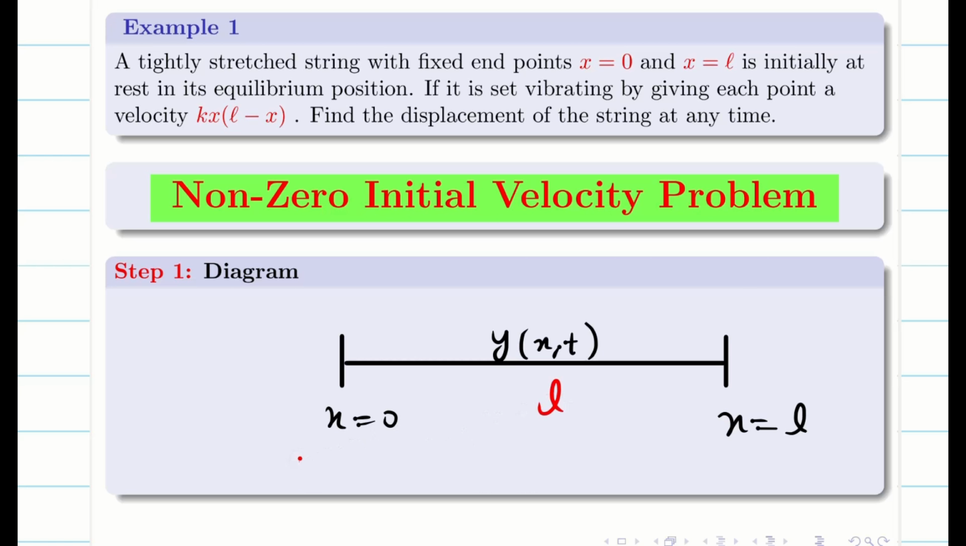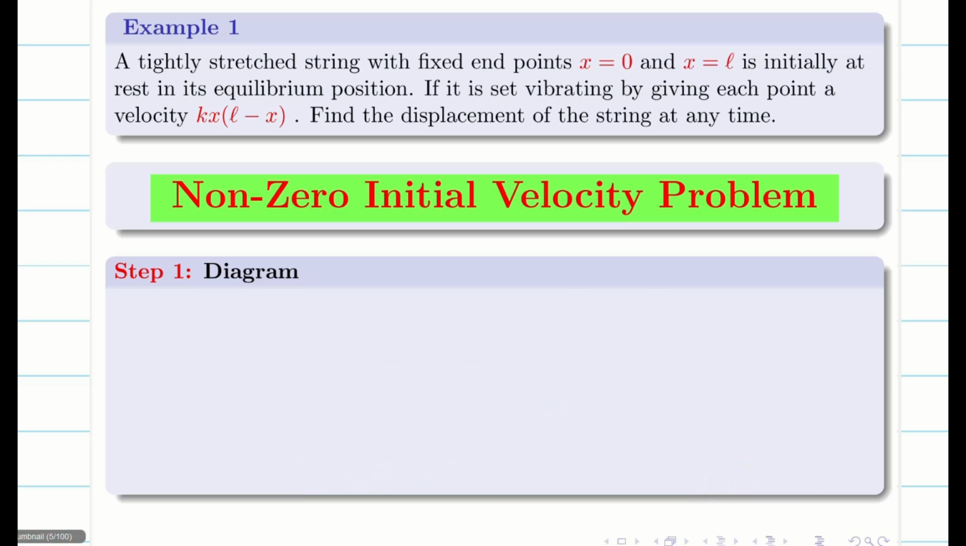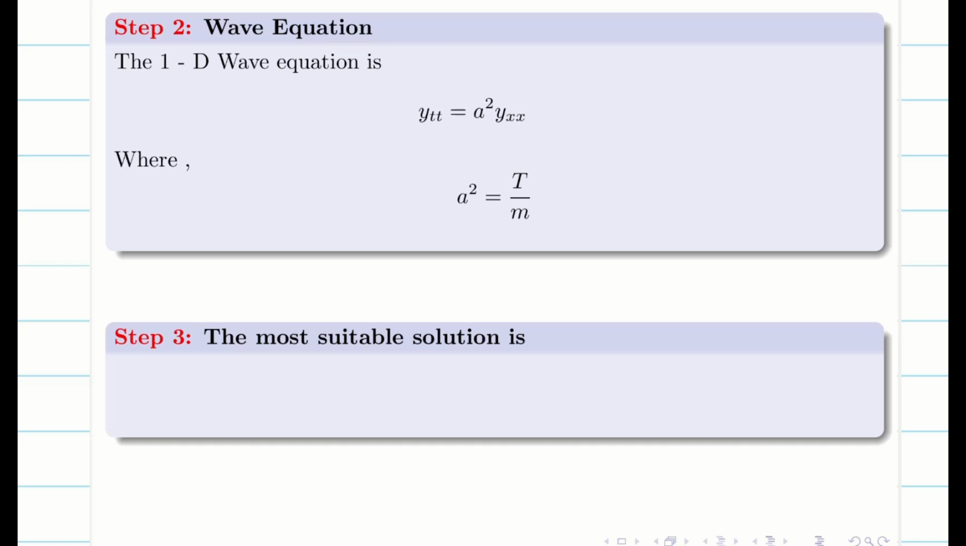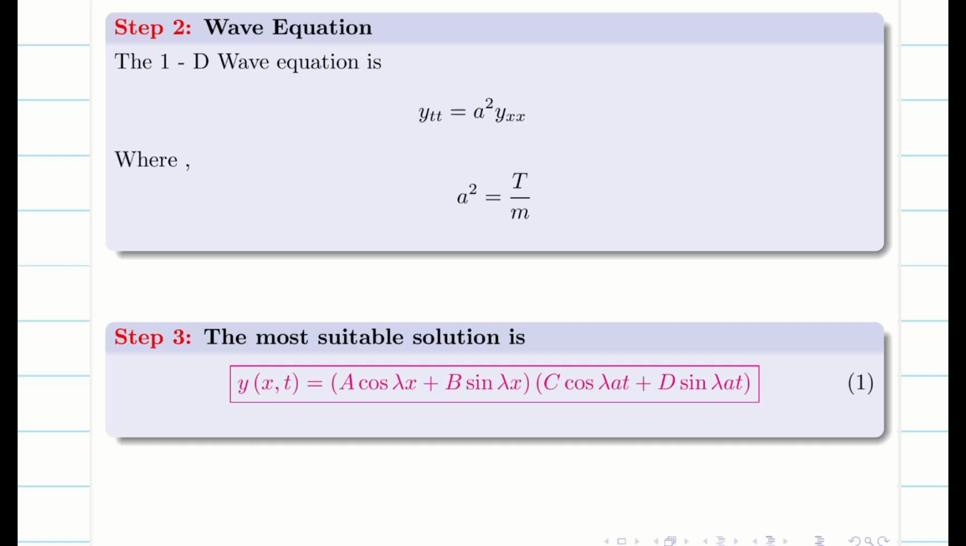Now the length is L, so the boundary conditions are y of 0 comma t equal to 0, y of L comma t equal to 0. Next, as usual, the remaining steps. The 1D wave equation is y double t is equal to a square y double x, where a square is equal to T by m. Then the third step is the most suitable solution. Take it as equation 1, and we are going to find the constants a, b, c, d and lambda.